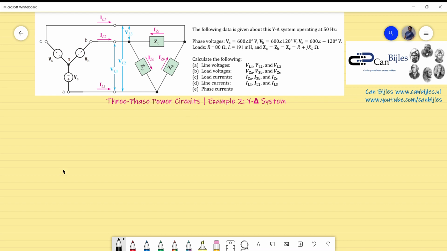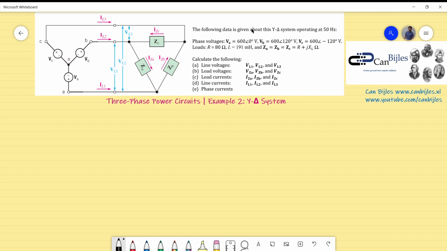Hi everyone, and welcome to this new video about three-phase power circuits. In this example number 2, we will consider a Y-delta connected system. So the source is in the Y configuration, the phase voltages, and the load will be in the delta configuration. So we have again the following situation.